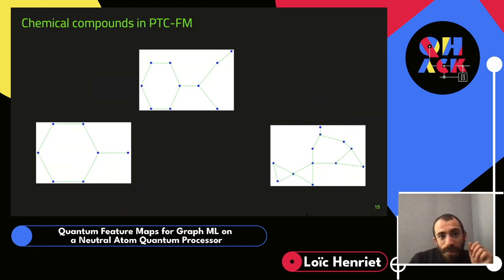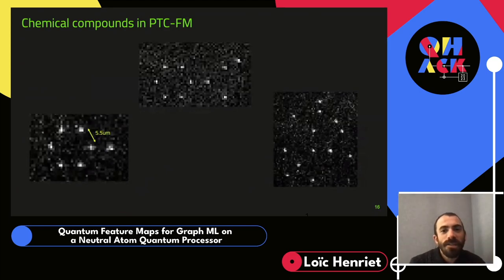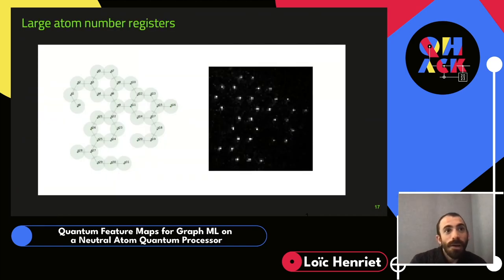And now here are the fluorescent images corresponding to the hardware implementation that we did on the quantum processor. Each dot, again, corresponds to one unique atom, and you have a distance of around 5-6 micrometers between two atoms. Here is another example of a large 32-atom graph that was realized.